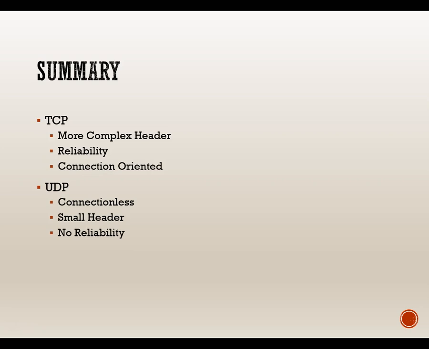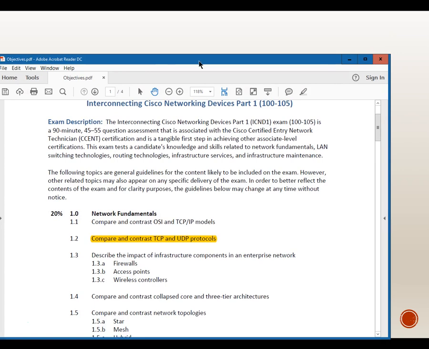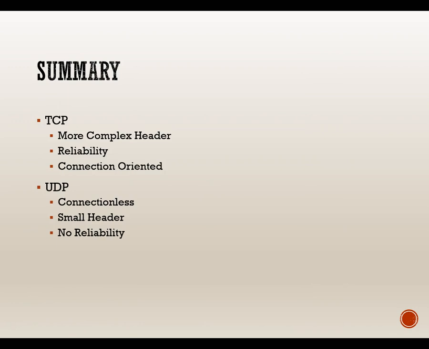So with that, what we've looked at is TCP. We looked at the header. It's a more complex header. We have the sends and the acknowledgments, and we have reliability based on the synchronization. Connection oriented with the three-way handshake. UDP was connectionless, had a much smaller header, and we didn't have any reliability with it. So with that, that takes care of TCP and UDP.